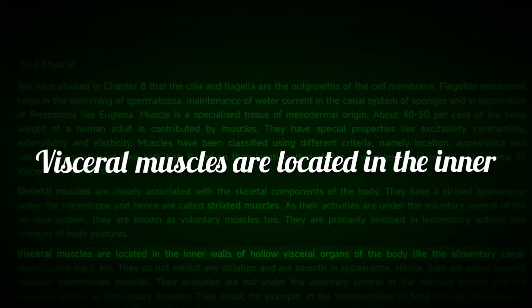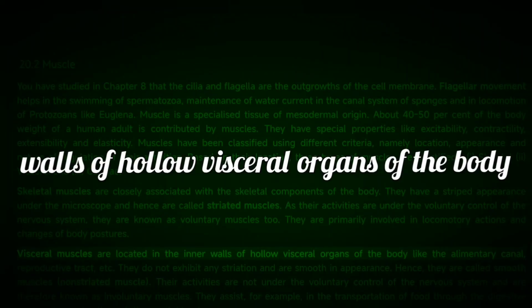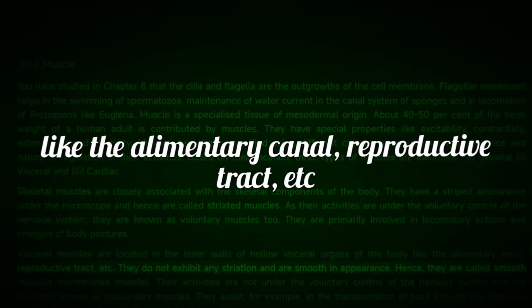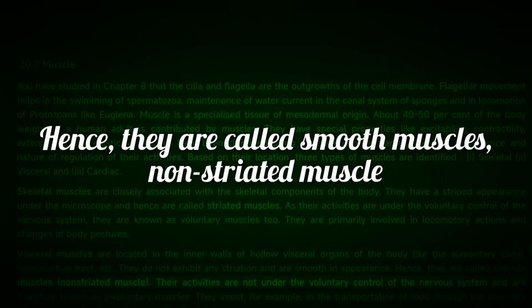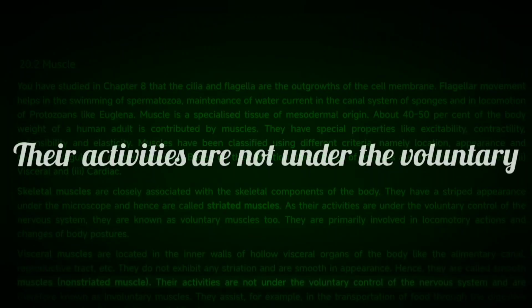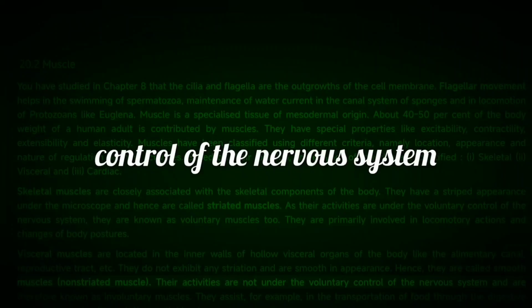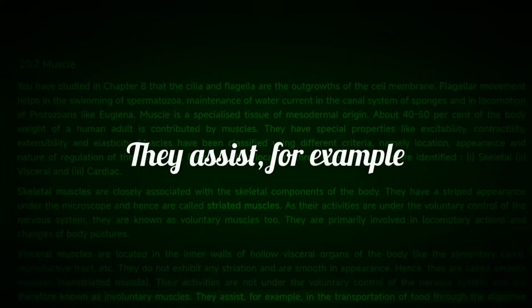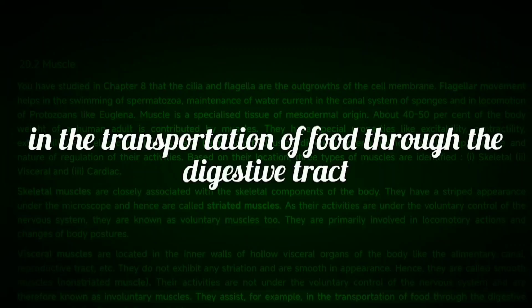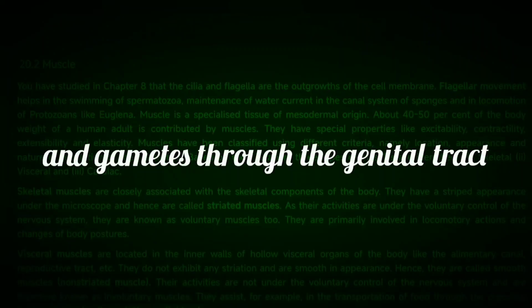Visceral muscles are located in the inner walls of hollow visceral organs of the body like the alimentary canal, reproductive tract, etc. They do not exhibit any striation and are smooth in appearance. Hence, they are called smooth muscles, non-striated muscle. Their activities are not under the voluntary control of the nervous system, and are therefore known as involuntary muscles. They assist, for example, in the transportation of food through the digestive tract and gametes through the genital tract.